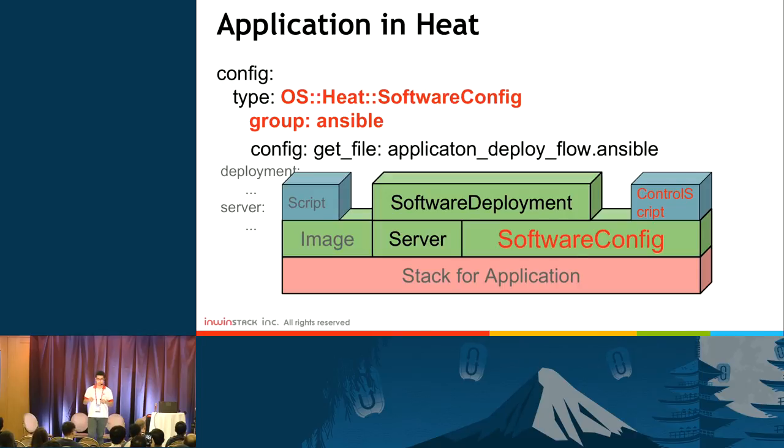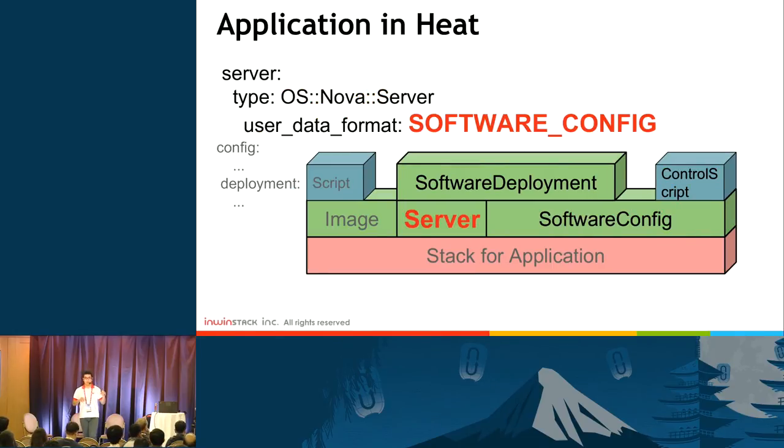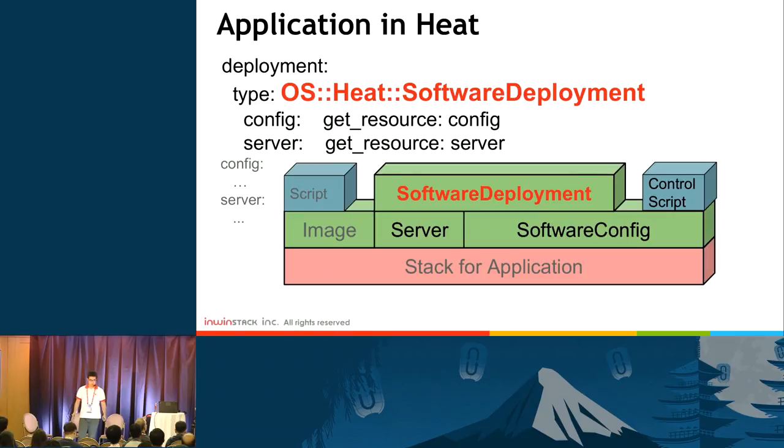And in that Ansible script, you can just use the git file to import it here and say, hey, this is the Ansible script here, don't get it wrong. And in your server, which is an instance, you can just write a software config in the format, and that's it. So the third and final resource here is software deploy. And the software deploy is like a bridge between your config and your servers there.